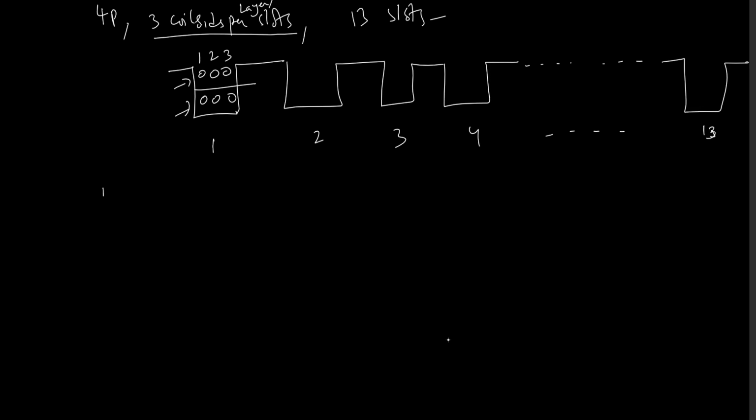Okay, so 13 slots multiplied by the total number of coils in each slot. The total number of coils in each slot is 3. So we have 39 coils on the armature. 39 coils on the armature. So we need to have 39 commutator segments.